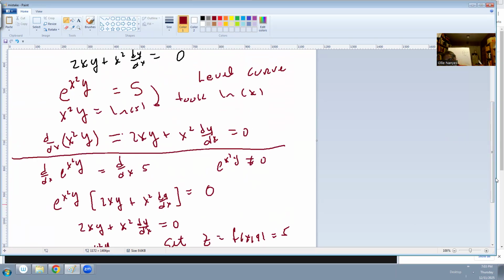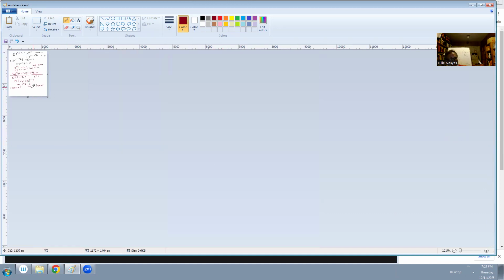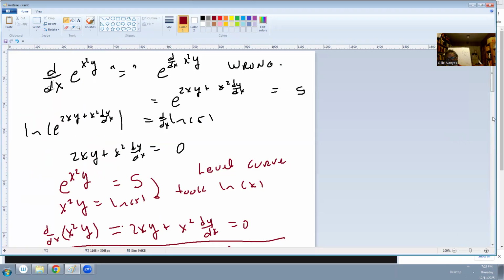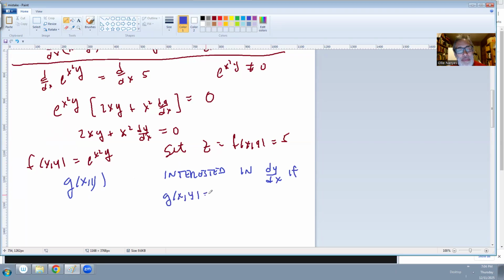Well, and what that leads me to is to think about this. And math professors love to generalize, so that's what we're going to do here. So let's generalize this. Suppose you had some real valued function g of x, y, and you're interested in dy dx if g of x, y is some constant, some level curve.